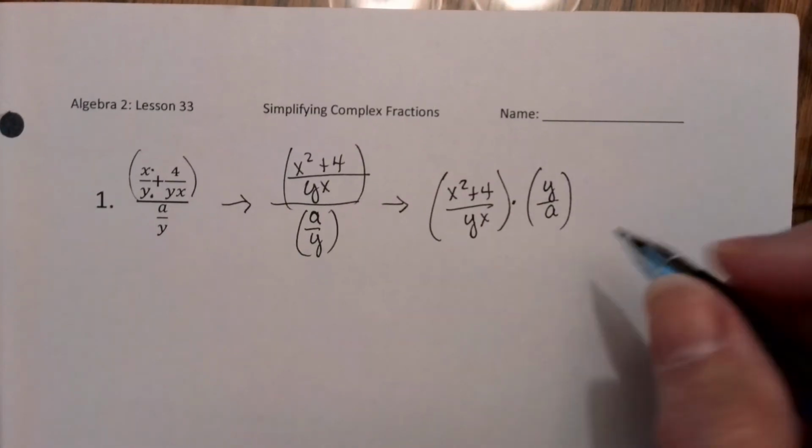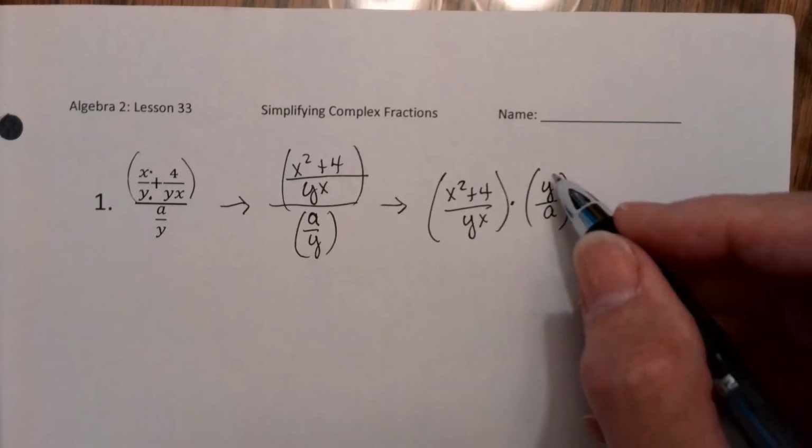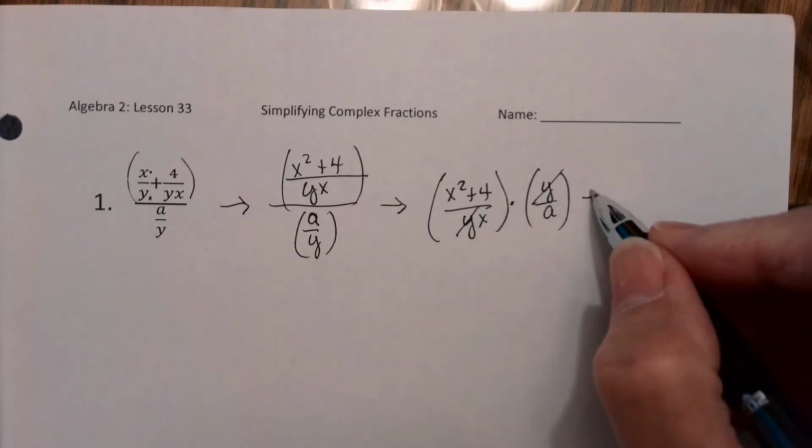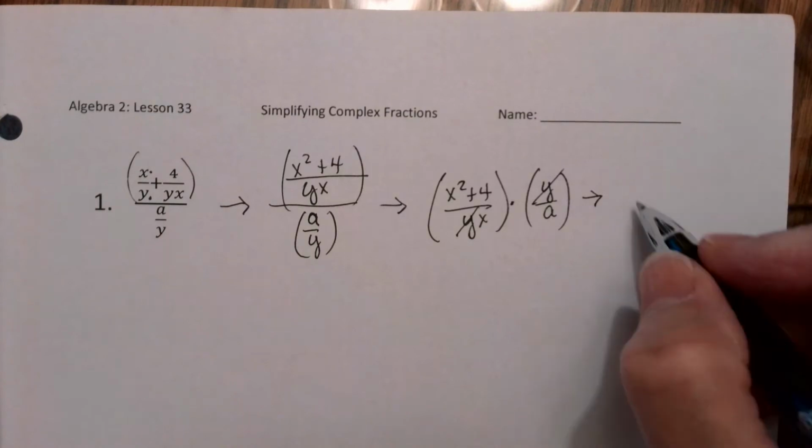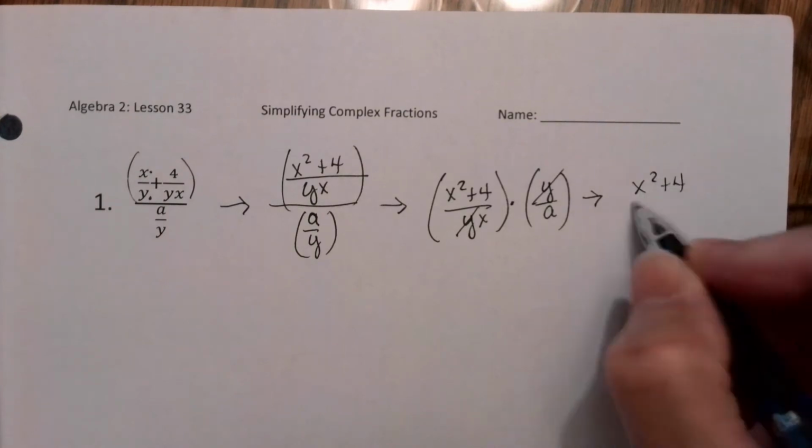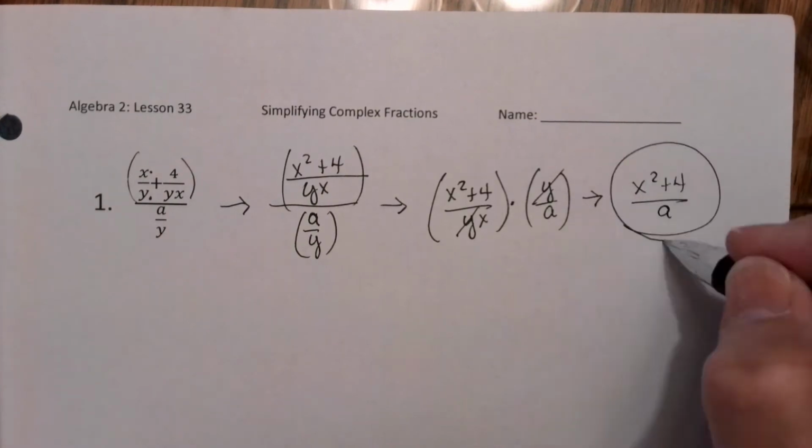Now before I multiply through, I can see that these two are going to cancel. That saves me a lot of time in a minute. So this is x squared plus 4 over a. And that is my answer.